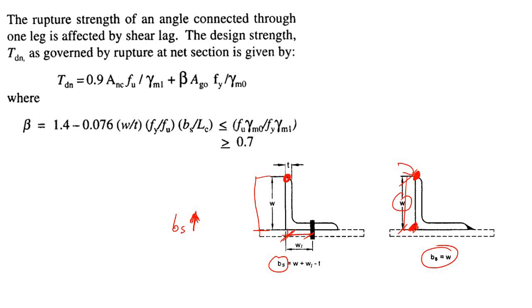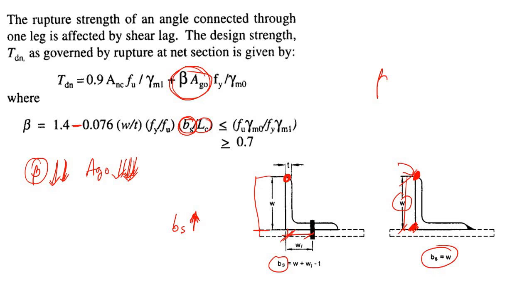So in case of a bolted connection, Bs is larger, so it is negative. That means beta is less. As beta is less, our gross section becomes also less. We are utilizing less material. Correct? Now come to the Lc.